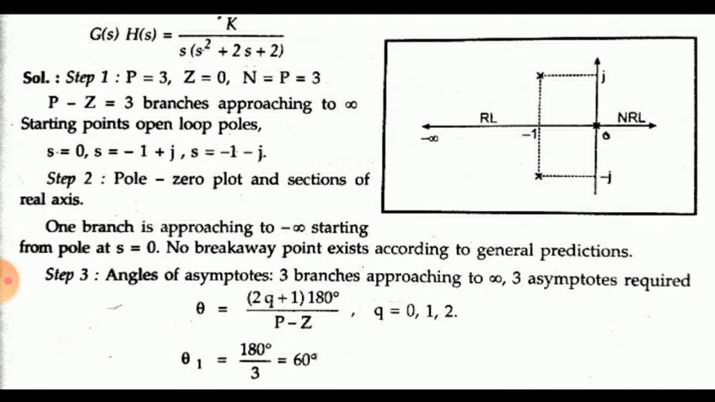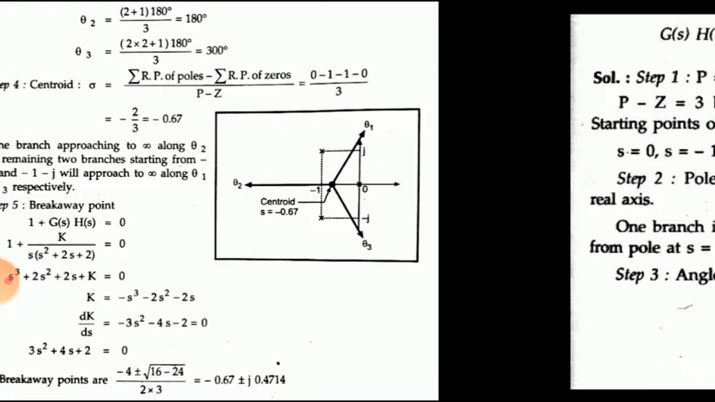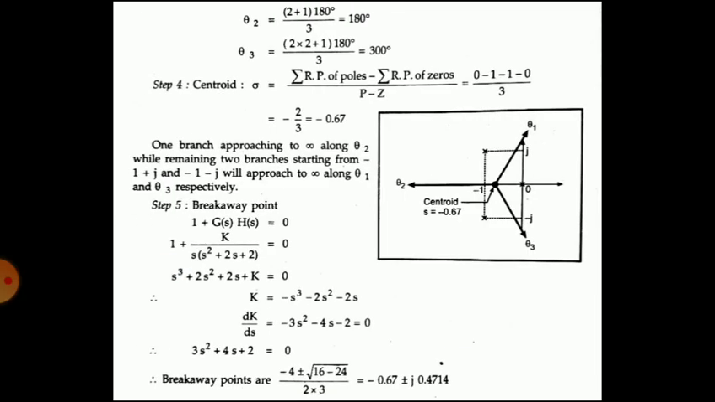Step number 3, angle of asymptotes. So 3 branches approaching infinity, 3 asymptotes required. So you have to put the value of q equal to 0, 1, 2. That is, after putting the value in the formula, you will get theta 1 equal to 60 degree, theta 2 equal to 180 degree, and theta 3 equal to 300 degree. So you have to plot the asymptotes.